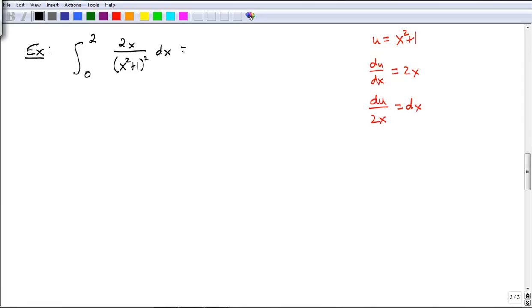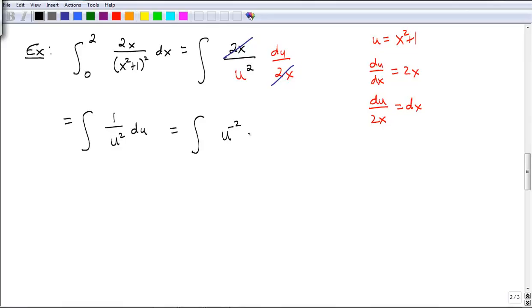So I can rewrite this integral. I have a 2x on top. I have u squared on the bottom. And instead of dx, I got du over 2x. Notice the 2x's cancel. And so this becomes the integral of 1 over u squared du. I have to bring that to the top, and that's u to the negative 2 du.